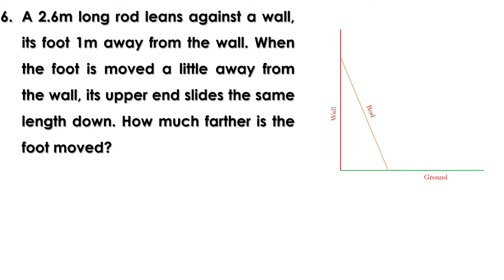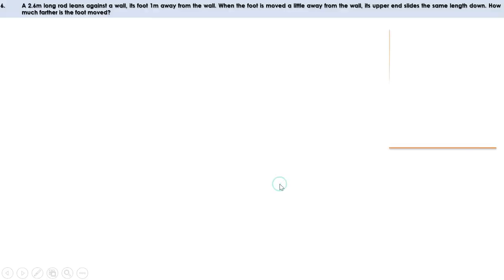Sixth problem. A 2.6 meter long rod leans against a wall. Its foot is 1 meter away from the wall. When the foot is moved a little away from the wall, its upper end slides the same length down. How much farther is the foot moved? This is the ground and this is the wall. Let the intersecting point be B. A rod leans against the wall. This is the rod. Let it be AC. Its length is 2.6 meters. Its foot is 1 meter away from the wall. That means this distance is 1 meter.